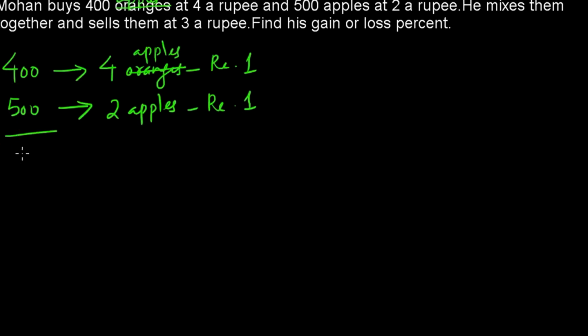That means the total number of apples will be 900 apples. 900 apples he is going to sell at the rate of 3 for 1 rupee. 3 apples he will be selling for 1 rupee. Then what is his gain or loss percentage?